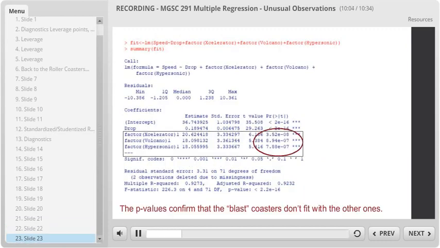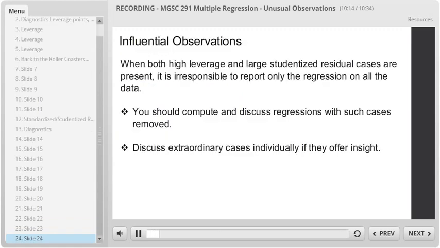The significant p-values for all three indicator variables confirm that the blast coasters don't fit with the other coasters. When both high leverage and large studentized residual cases are present, it is irresponsible to report only the regression on all the data. Investigate the unusual cases and discuss them individually if they offer insight, but compute and discuss regressions with those cases removed.